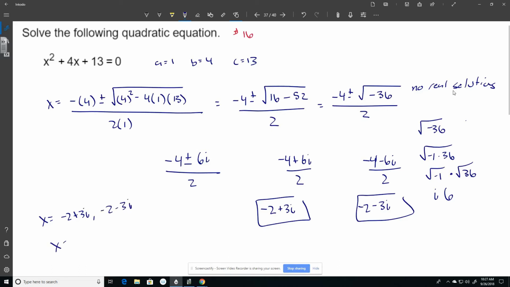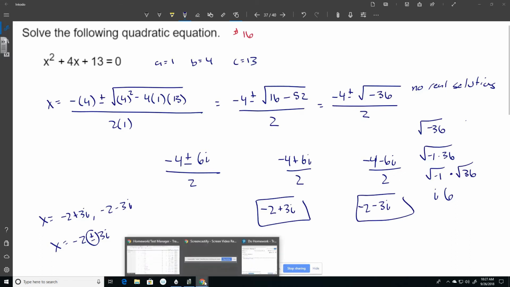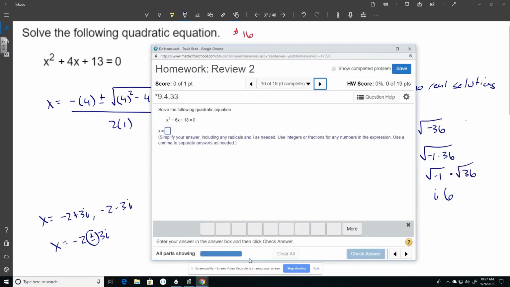I also believe you could put this in your computer as negative 2 plus minus 3i. I'm pretty sure that plus minus button is one of the buttons on your answer. So when I click here to put in my answer, I have a plus minus right here. So I would put in negative 2 plus minus and then a 3. And then it also gives me my little i button right there.